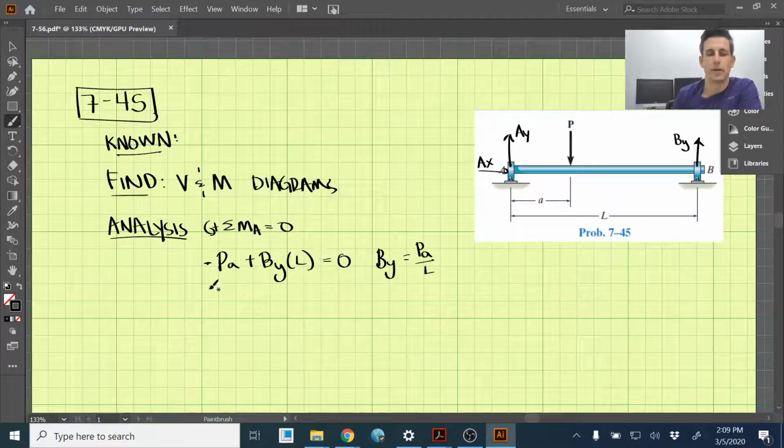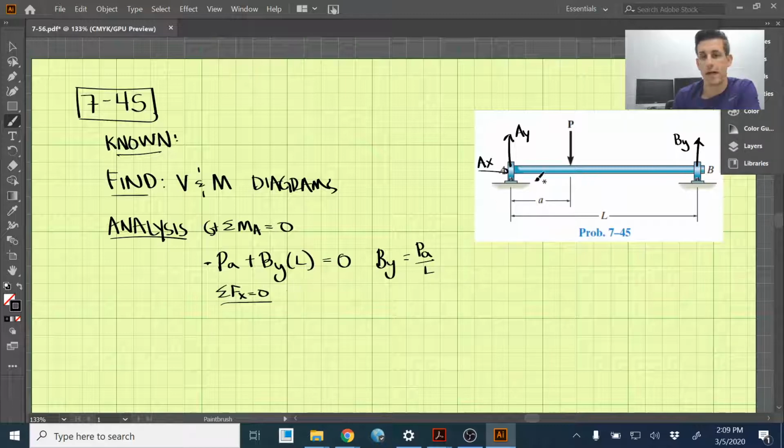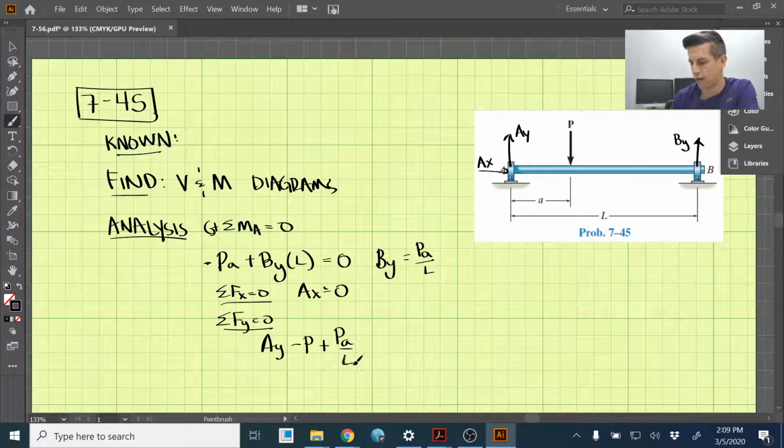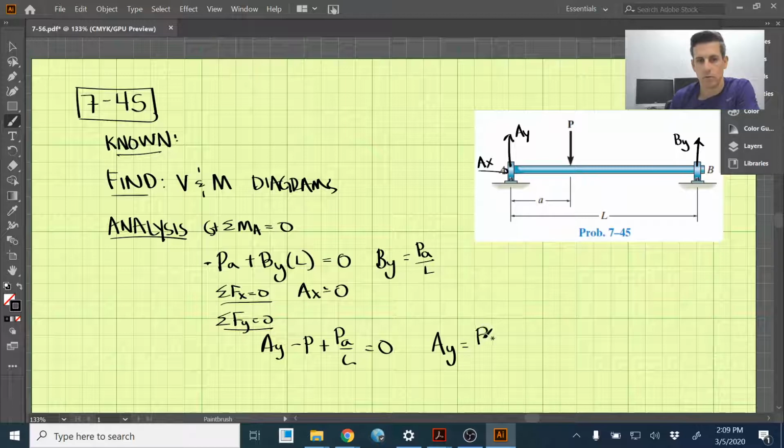All right, we can sum the forces in the x direction, and you can see here Ax is the only one in the x direction, so we have Ax equal to 0. And then lastly, sum the forces in the y direction and set those equal to 0. We have Ay upwards, and then we have P downwards, and then we've already found By, which is PA over L.